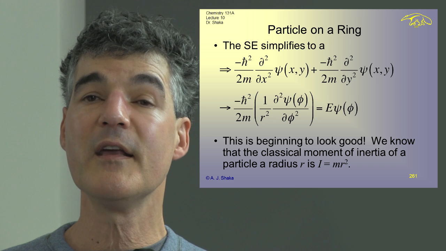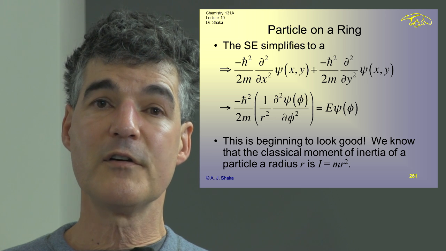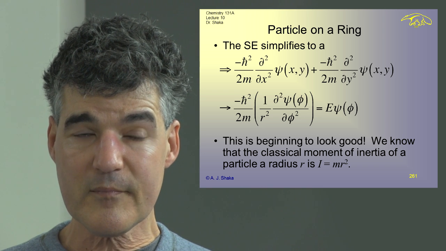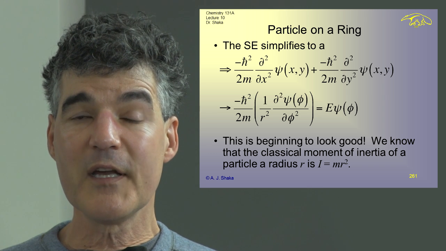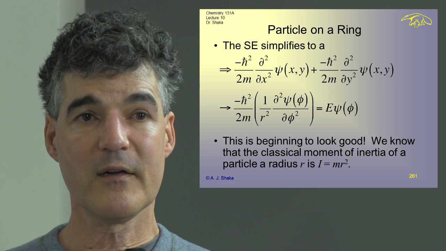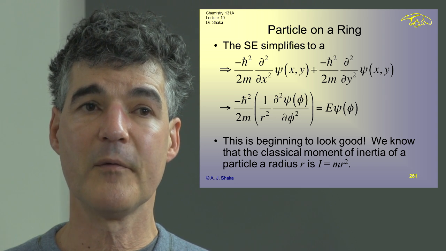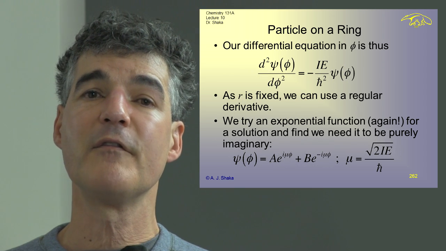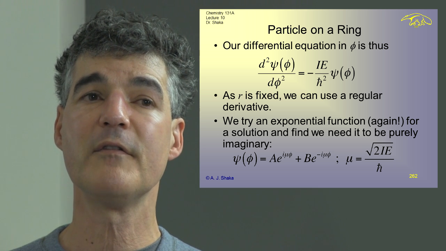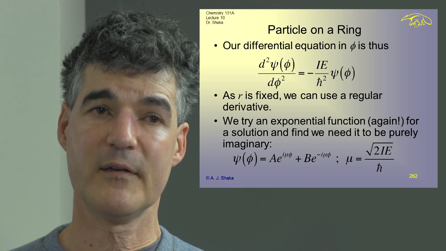This is beginning to look really good, and here's why. We know that m times r squared is the moment of inertia of a classical particle orbiting around an orbit of radius r, and we're doing a rotational problem by keeping the particle on a ring, and we found that we just got the rotational constant, the moment of inertia, coming into the problem just naturally, just by the way it worked out. The differential equation then, if we write it in terms of the moment of inertia times the energy, is just the second derivative with respect to phi is equal to minus IE upon h bar squared times psi.